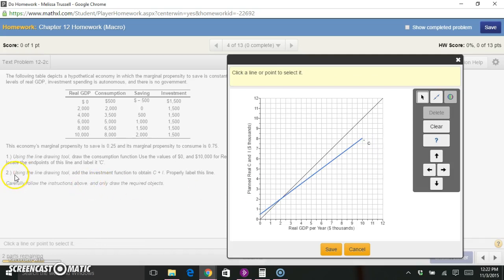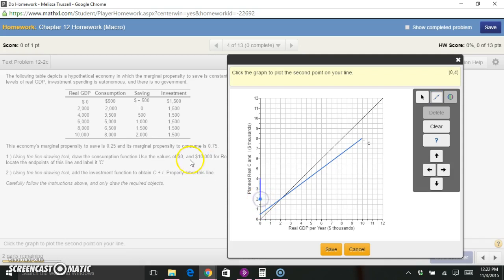The second thing it asks us to do is to use the line drawing tool to add the investment function to obtain C plus I. Remember that aggregate demand includes both consumption and investment, so it helps us to be able to graph both. Now I want to add the investment column to figure out where my points are. At a GDP of 0, I have consumption of 500 and investment of 1,500, so C plus I is going to be 2,000. I'm going to go to GDP of 0 and C plus I of 2,000, so I'll go up to the 2.